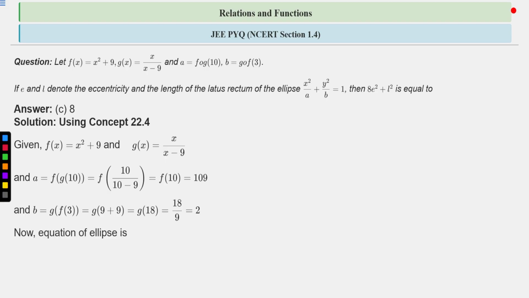Now, what will be the equation of the ellipse? The equation of the ellipse will be x square upon 109 plus y square upon 2 is equal to 1. Clear?